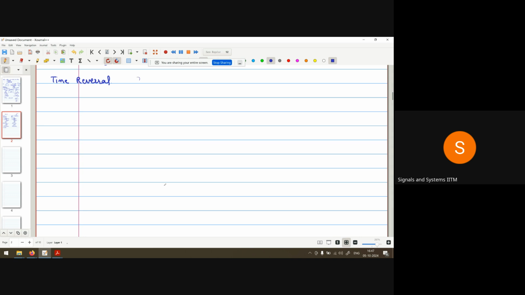Okay. So x(t) signal is given. We have to calculate the y(t) signal. The value of y(t) signal is x of minus 3 by 2 t minus 1 by 2.